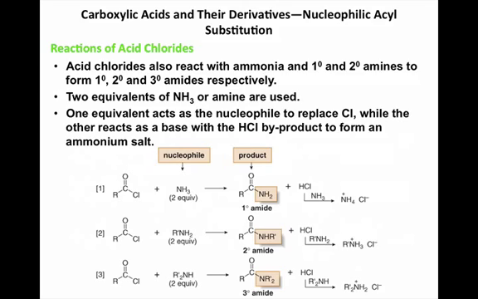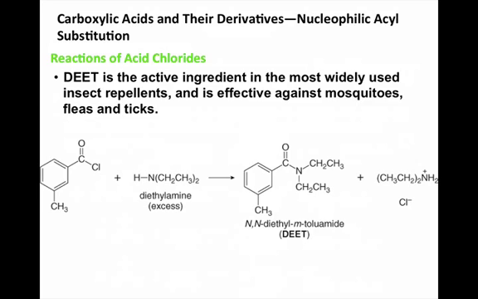When your body is synthesizing proteins and peptides, do you think it goes through acid chlorides? No. There has to be another biological method for doing this, but the chemistry is essentially the same, okay? A practical use of acid chlorides is the manufacture of DEET.